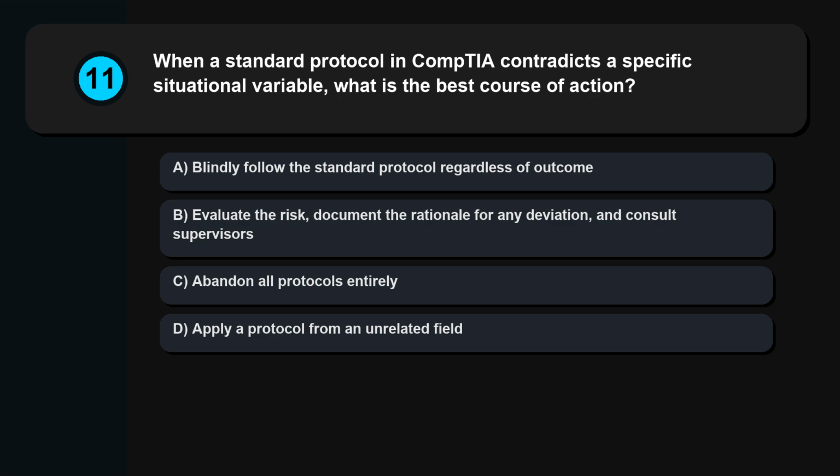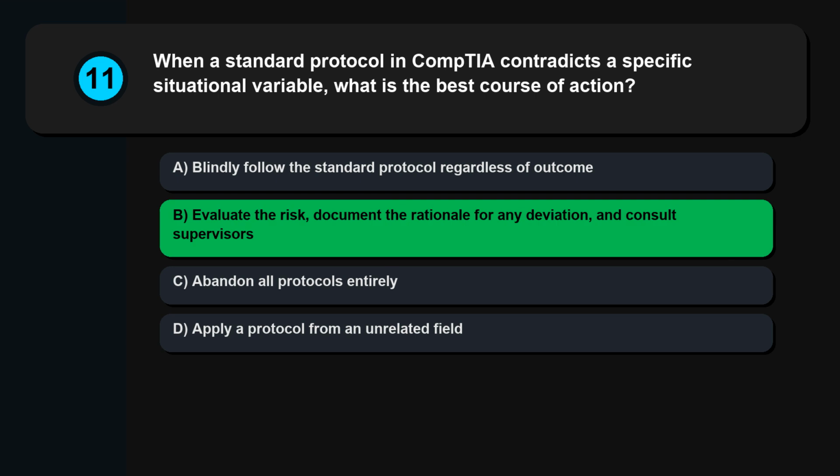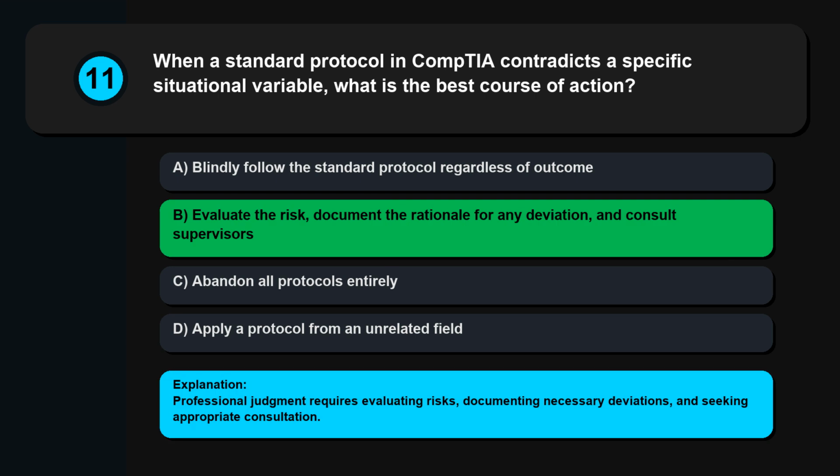Question 11. When a standard protocol in CompTIA A+ contradicts a specific situational variable, what is the best course of action? Blindly follow the standard protocol regardless of outcome. Evaluate the risk, document the rationale for any deviation, and consult supervisors. Abandon all protocols entirely. Apply a protocol from an unrelated field. Professional judgment requires evaluating risks, documenting necessary deviations, and seeking appropriate consultation.